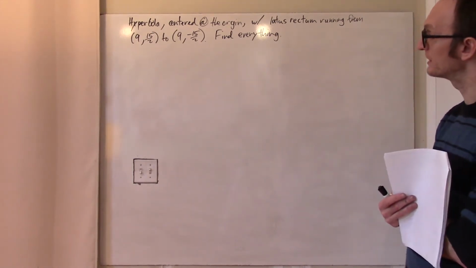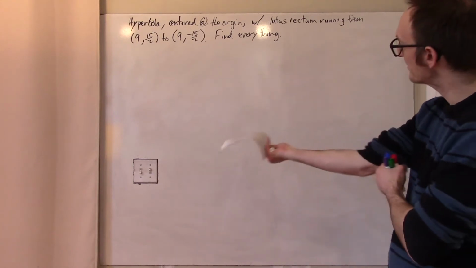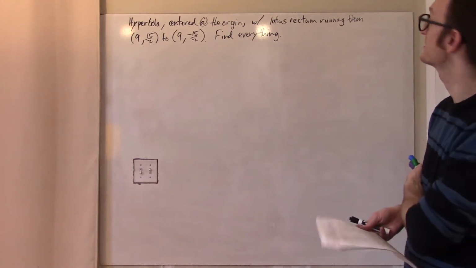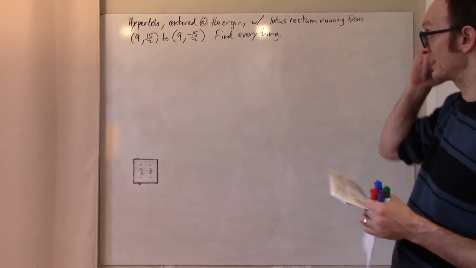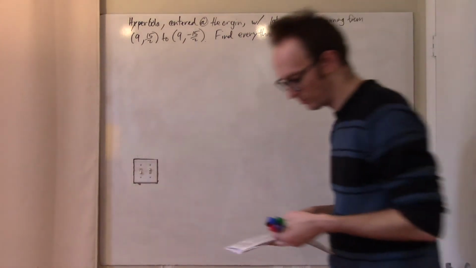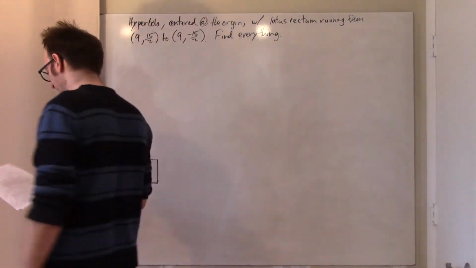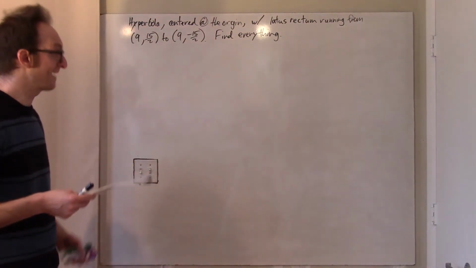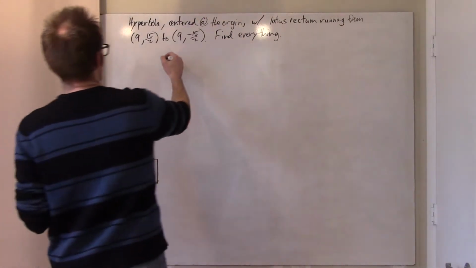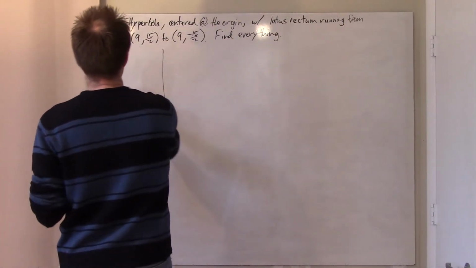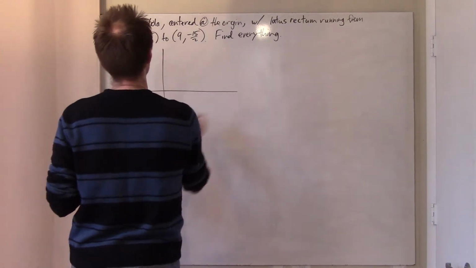We have a hyperbola centered at the origin, and the latus rectum runs from (9, 15/2) to (9, -15/2). Find everything: graph it, find the equation, the eccentricity, everything. Okay, well, let's make a big picture first of all. What is this picture going to look like?